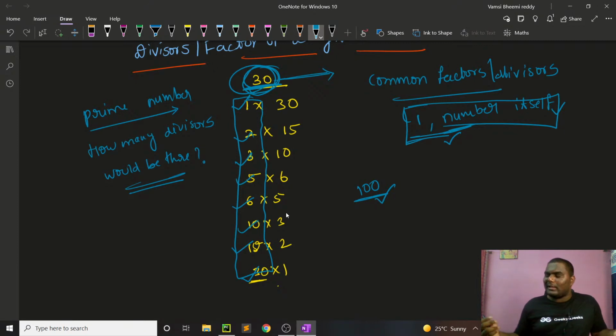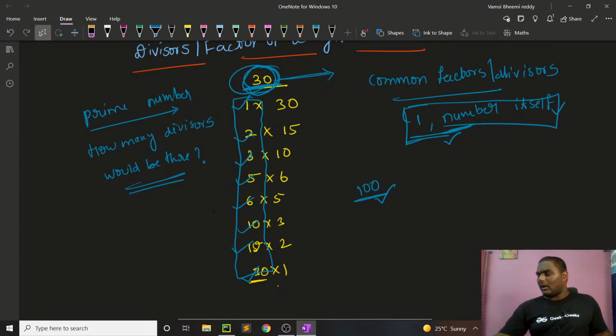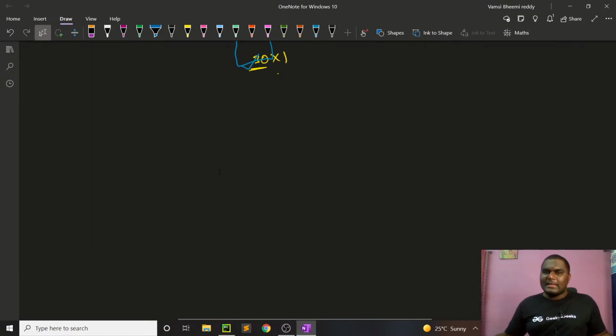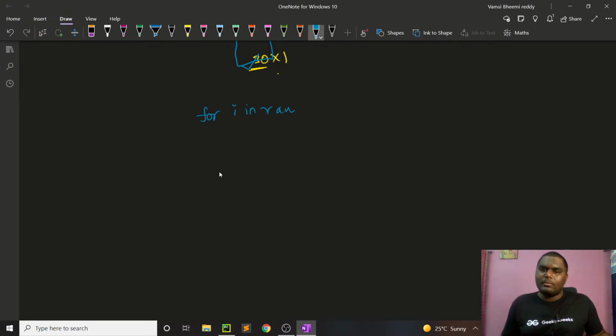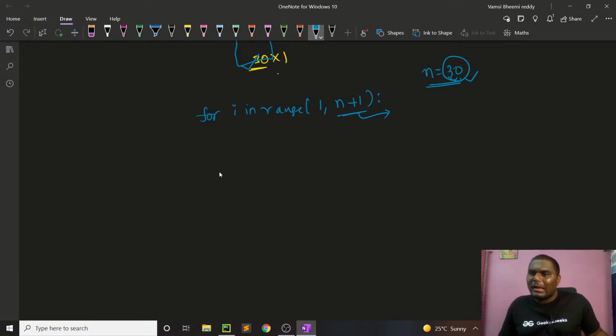Marcus, you are thinking something but writing something else here, I guess. Please correct yourself. Now tell me, how can we approach this problem? I will write a loop: for i in range of 1 comma n plus 1. Why n plus 1? Let's say n is 30, and you need to check for 30 as well. This is the last divisor you can make, so I need to check till n plus 1.